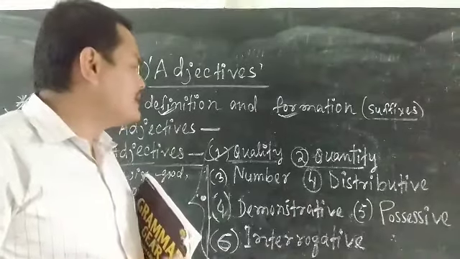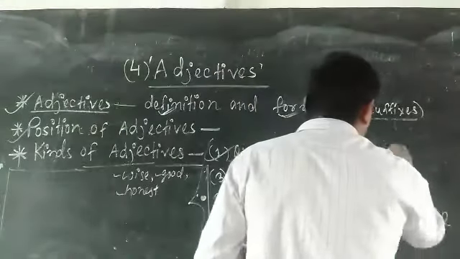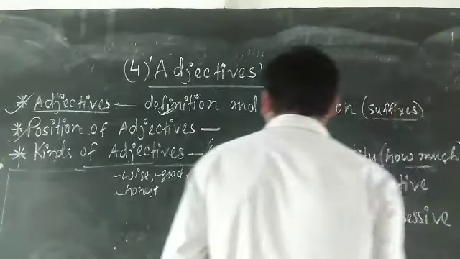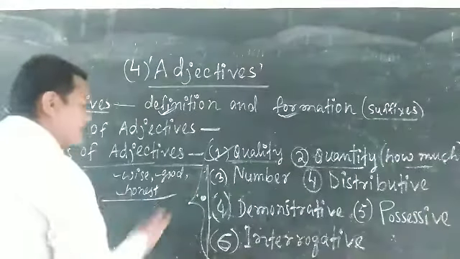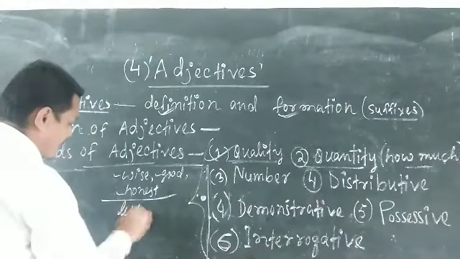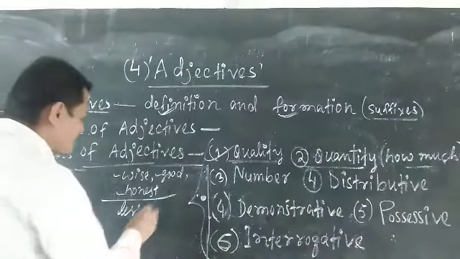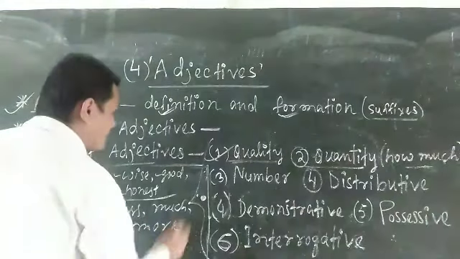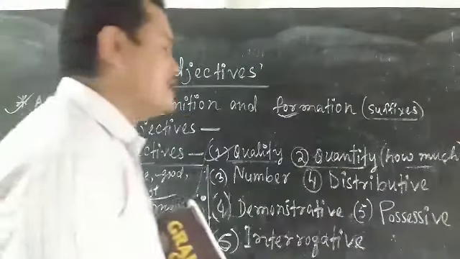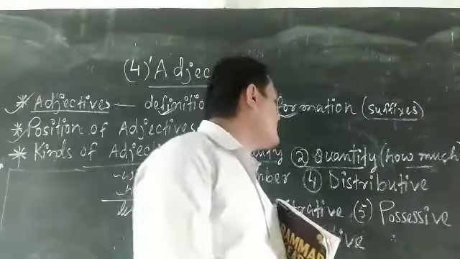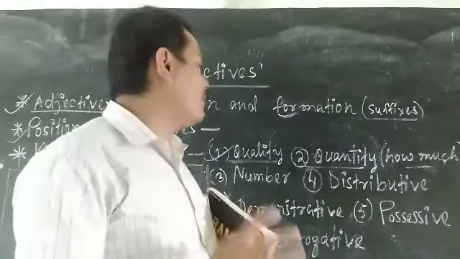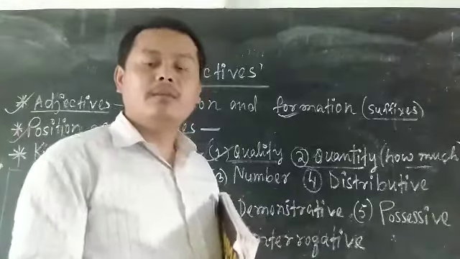Okay, you can see when you ask this question, how much, what do you get as an answer? You can get these words: less, much, more. So these are called adjectives of quantity. Adjective of quantity refers to those words which give the answer of how much.